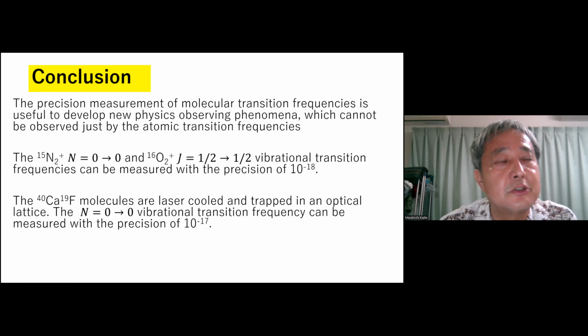Finally, I hear that in the UK project there is a network called QSNet, comparing different kinds of atomic clocks. Two of them are nitrogen molecular ion clocks, and another one is a calcium fluoride molecule clock, which are in the process of being developed.